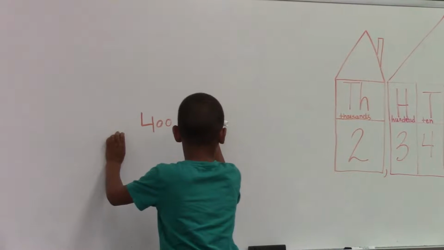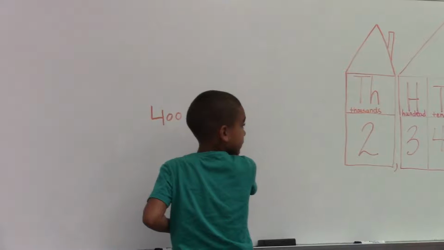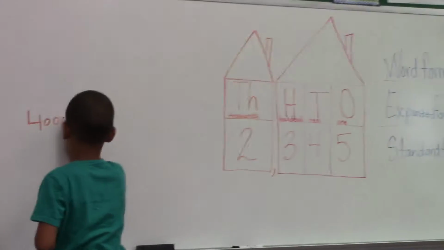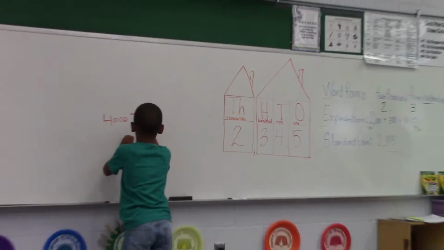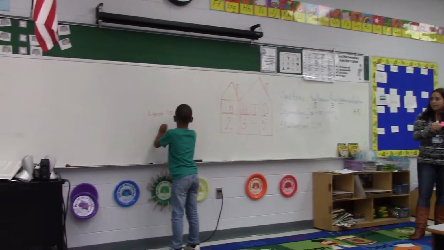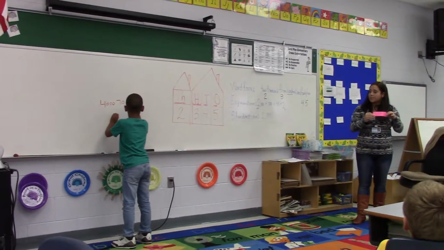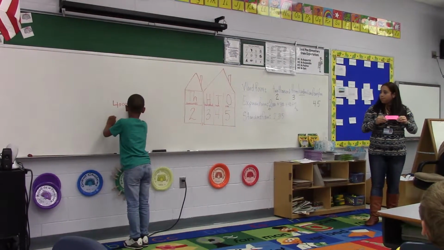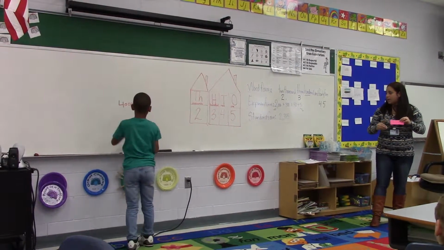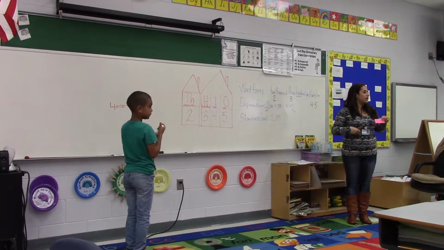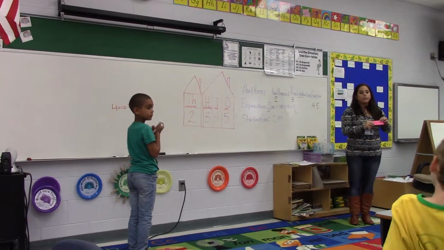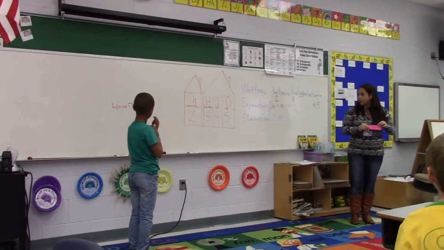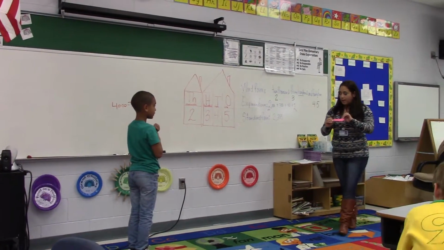Should I read it out for you? Yeah. It says 4,730. And if you make a mistake, because we're going to go over it together, okay? Don't worry about it. And he's writing it what? Who knows what he's writing it? How? Standard. Very good.